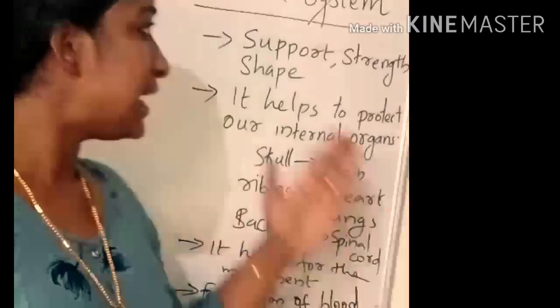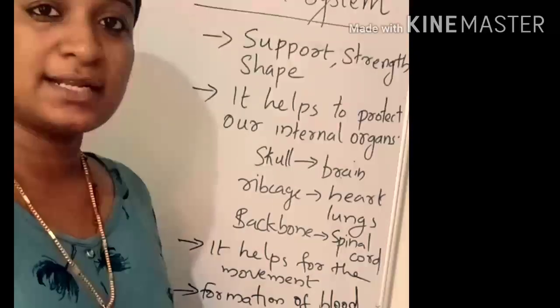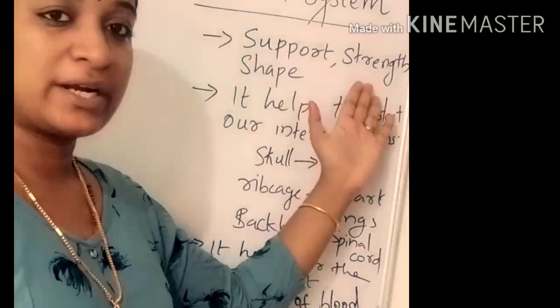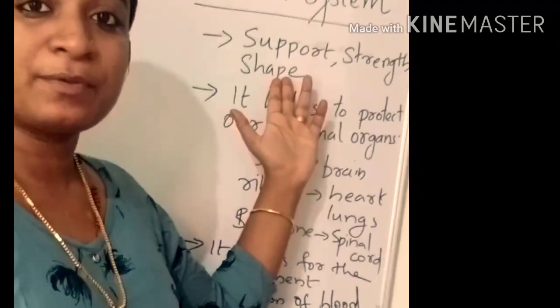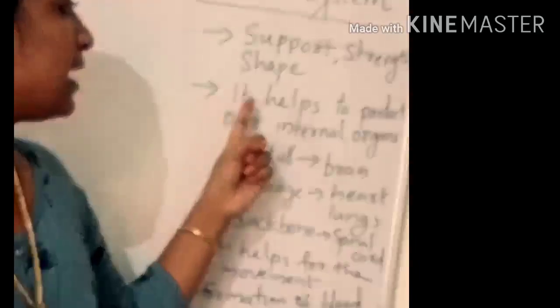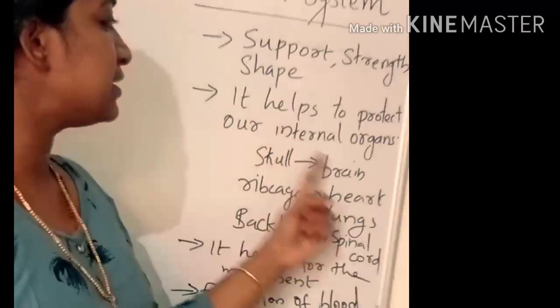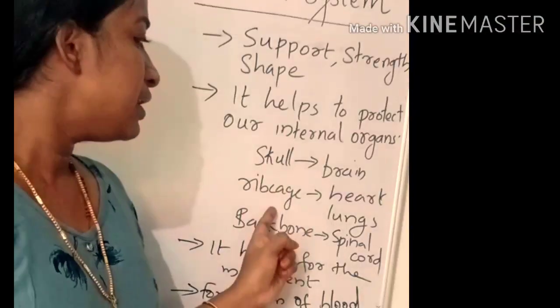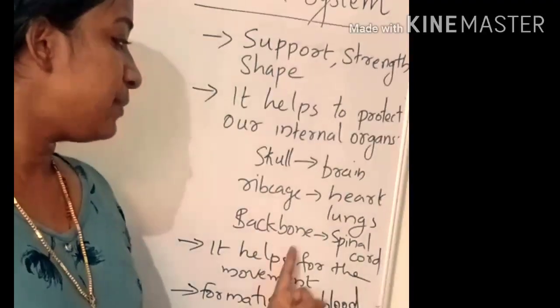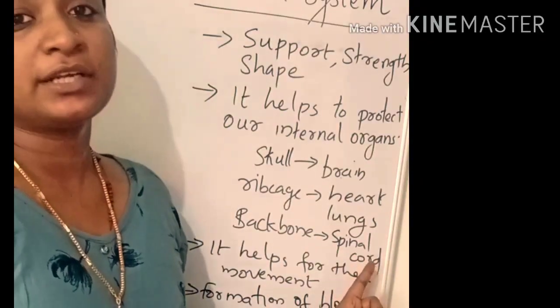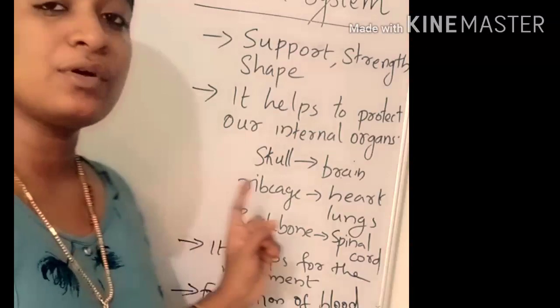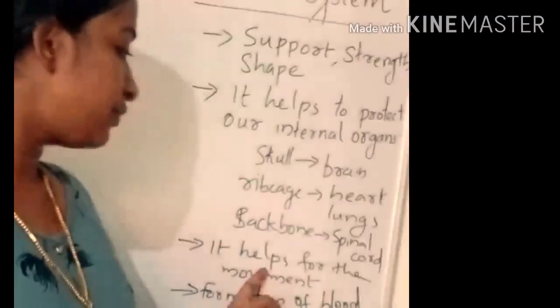Okay. So these are the functions of the skeletal system. Support, strength and shape are provided by the skeletal system, and it helps to protect our internal organs like the brain in the skull, and the heart and lungs in the rib cage. Then the backbone helps to protect the spinal cord.